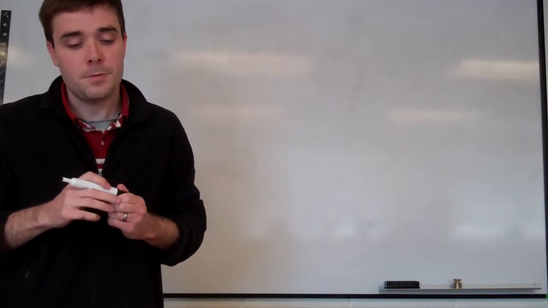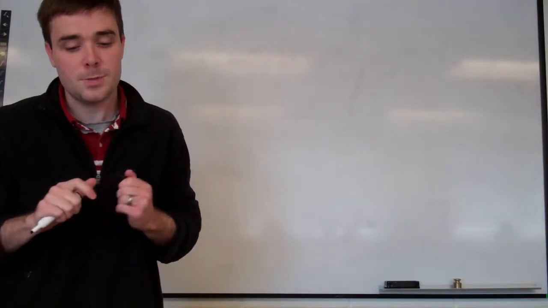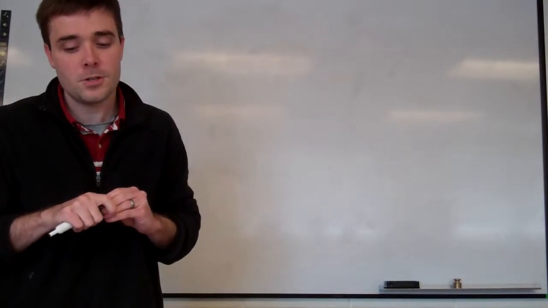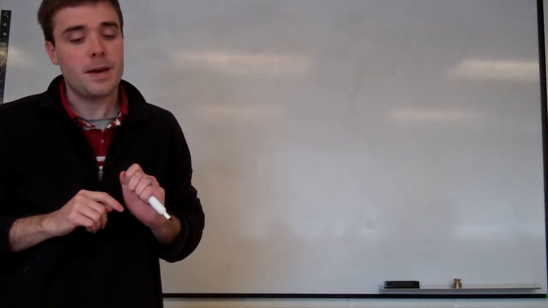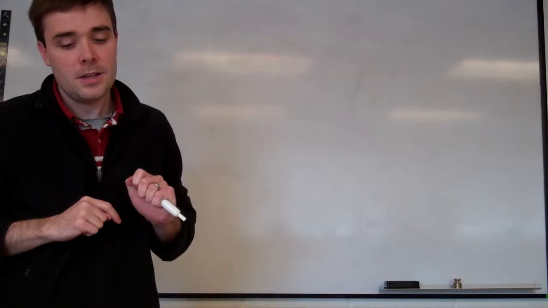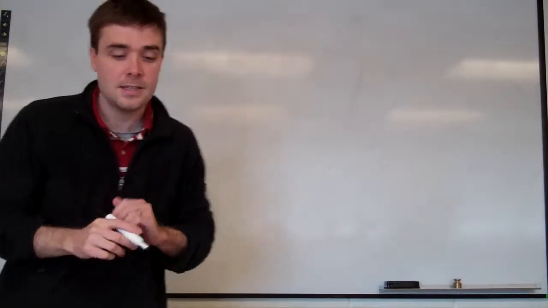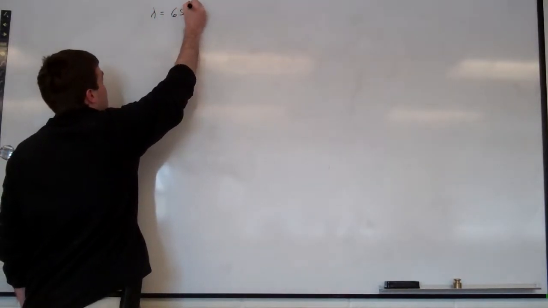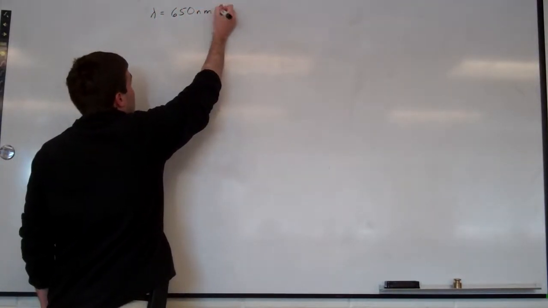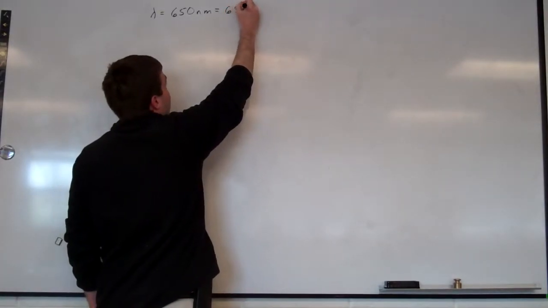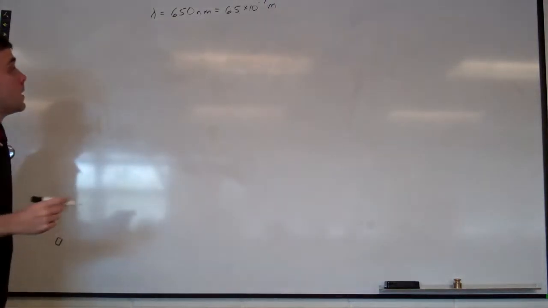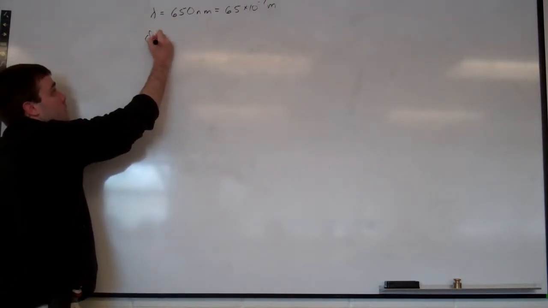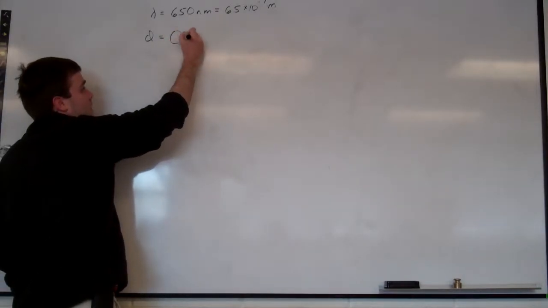Number 4 says the distance between 2 slits in a double slit experiment is 0.0051 millimeters. What is the angle between the central maximum and the second dark fringe? And the interference produced with light is 650 nanometers. So our wavelength, 650 nanometers, is equal to 6.5 times 10 to the negative 7 meters. Distance between the slits, 0.0051.